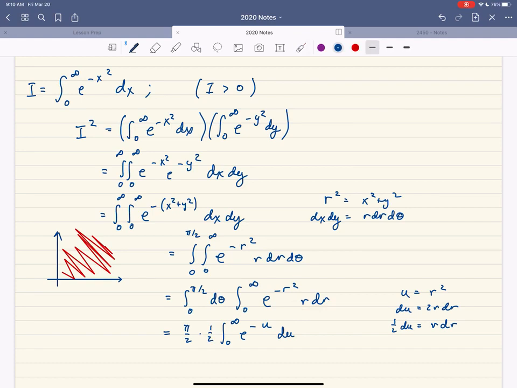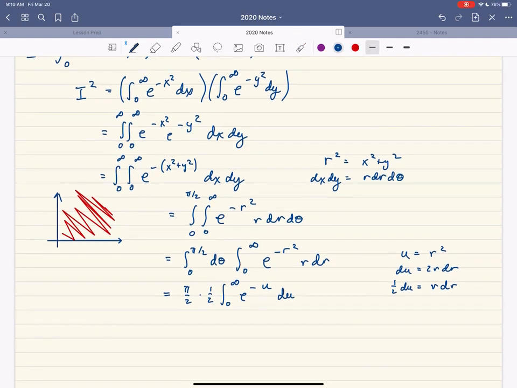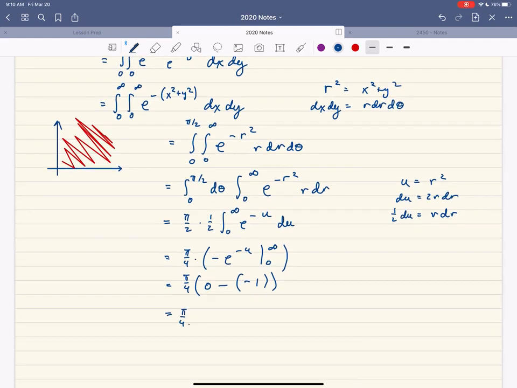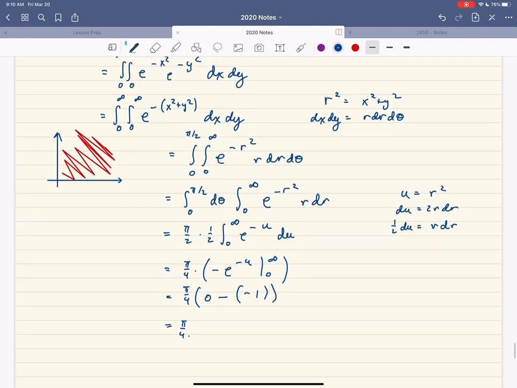That's perfect. So this is pi over 4 times the integral of e to the minus u from 0 to infinity. And we've already computed that. That's going to be negative e to the negative u from 0 to infinity. When u goes to infinity, we get 0, minus, negative e to the negative u when u is 0, which gives minus 1. Altogether, this integral is going to be pi over 4. So notice that we found this area even without finding an antiderivative of e to the negative x squared.